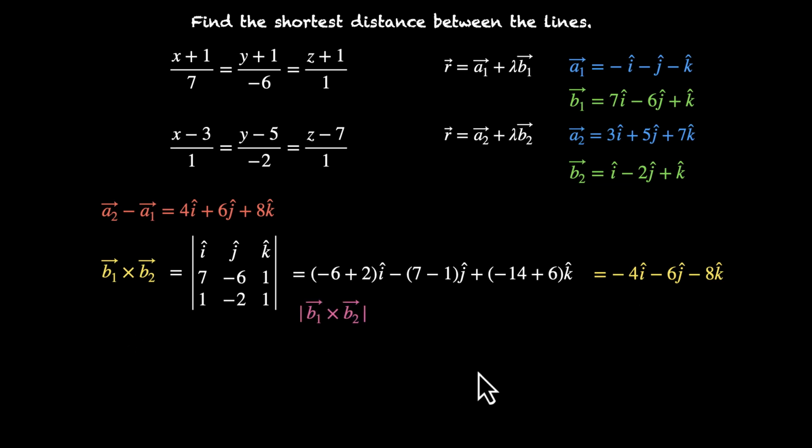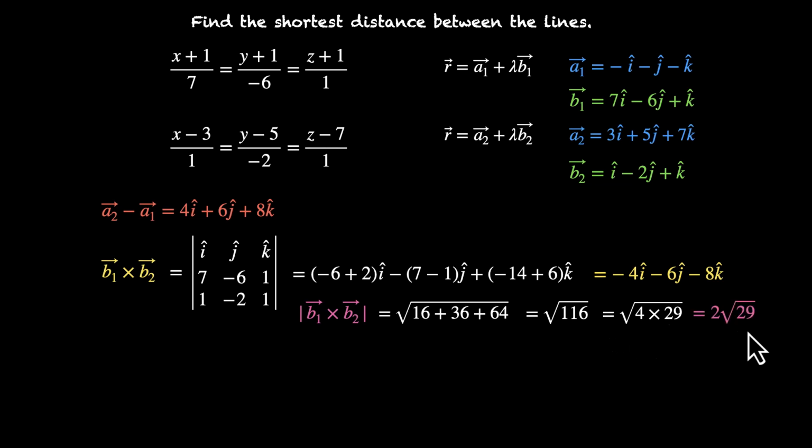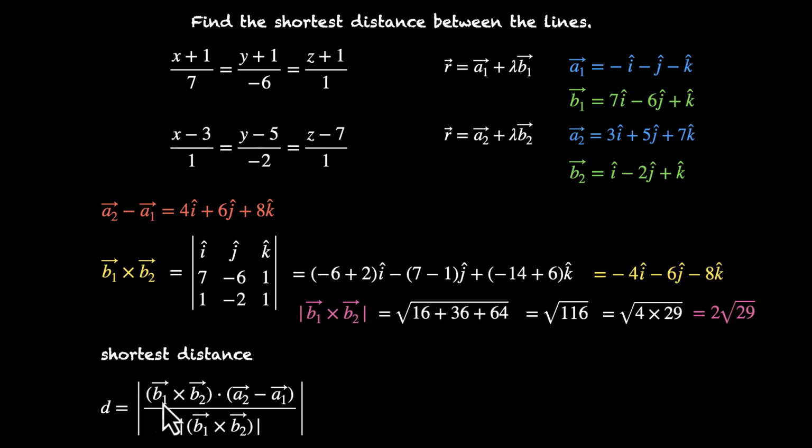Let's take the magnitude. That's going to be square root of 4 square plus 6 square plus 8 square. So this is square root of 116. That's 4 times 29. So this becomes 2 root 29. That's mod of B1 cross B2. Now let's find the shortest distance. That's going to be mod of B1 cross B2 dot A2 minus A1 divided by mod of B1 cross B2. So 2 root 29 in the denominator and the dot product of this and this in the numerator.